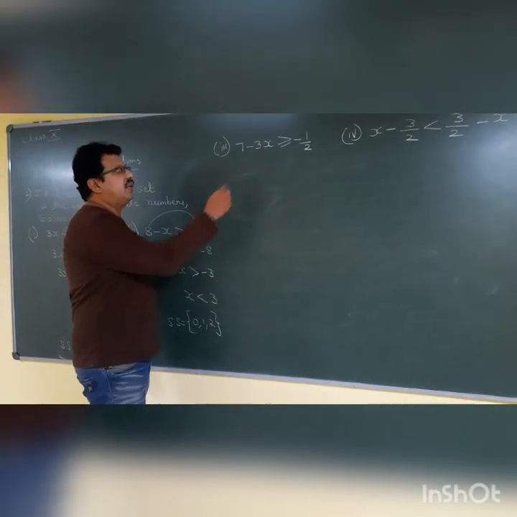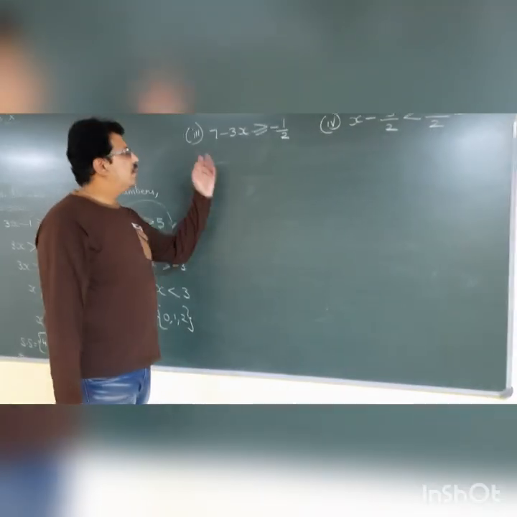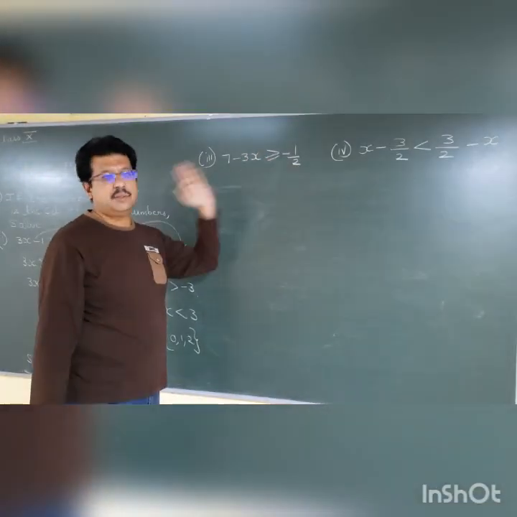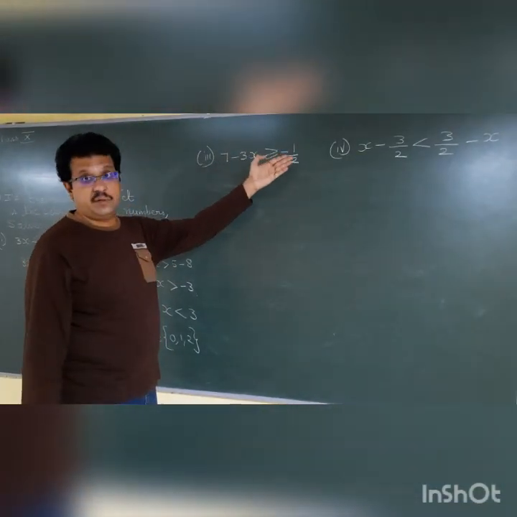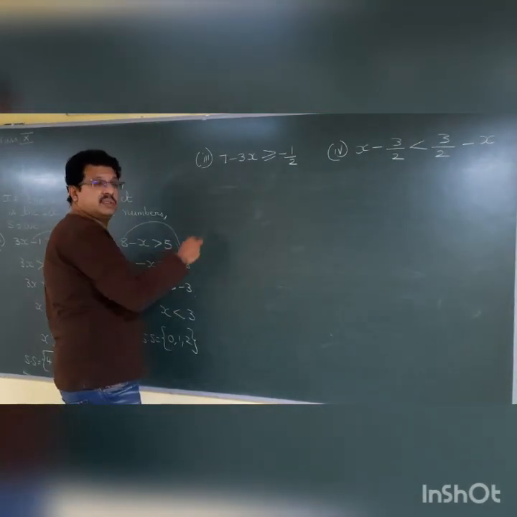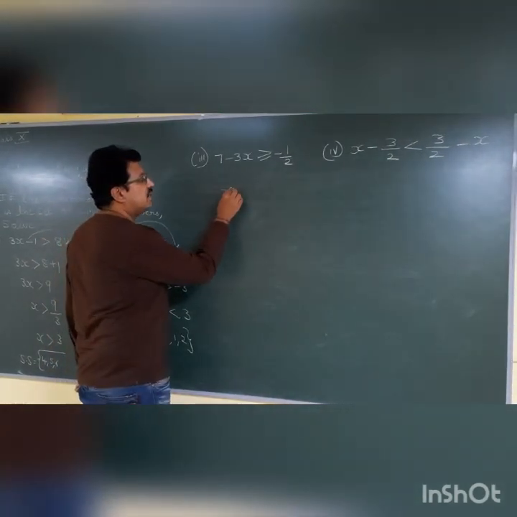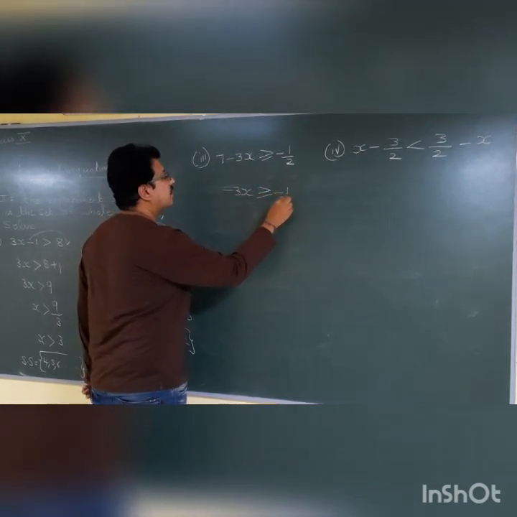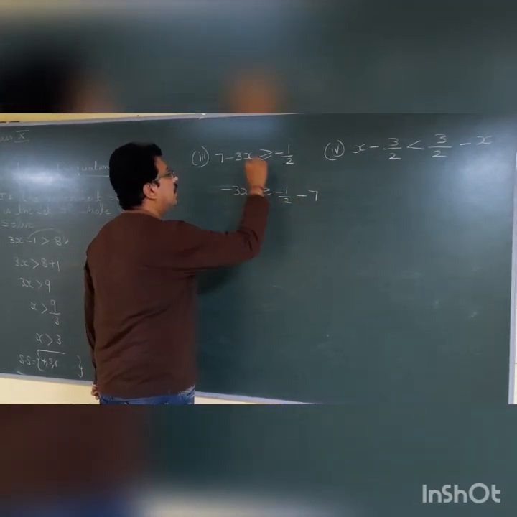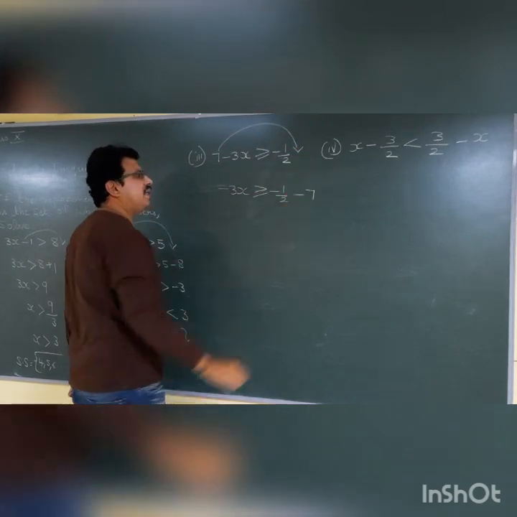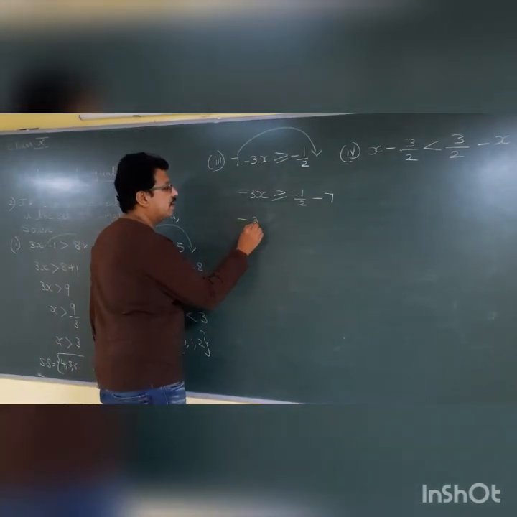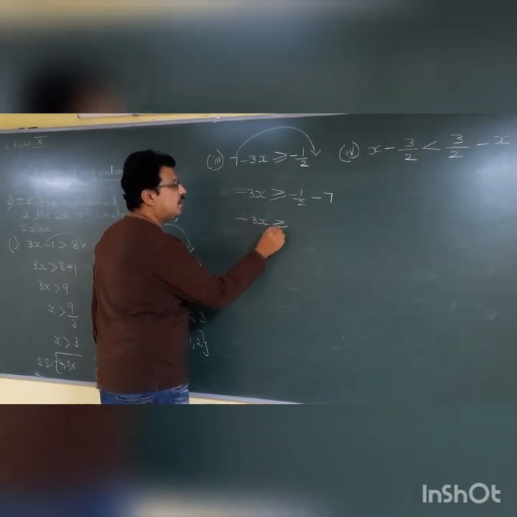So 7 minus 3x is greater than or equal to minus half. Greater than or equal to minus half it is. So now the same way we need to simplify. Minus 3x greater than or equal to minus half minus 7. Bring the 7 to the right hand side, becomes minus 7 here, children. Minus 3x greater than or equal to.